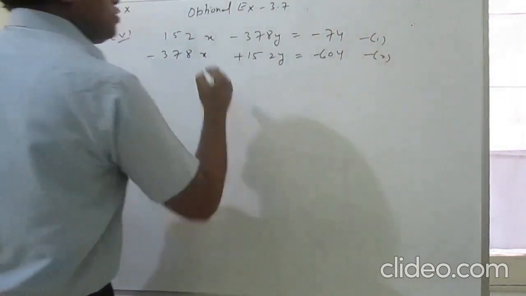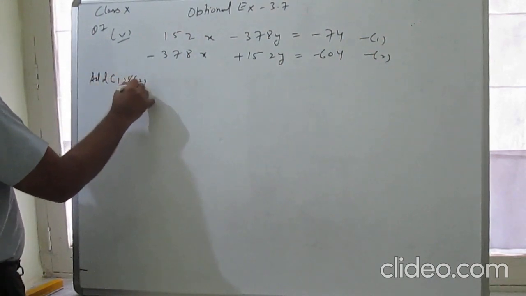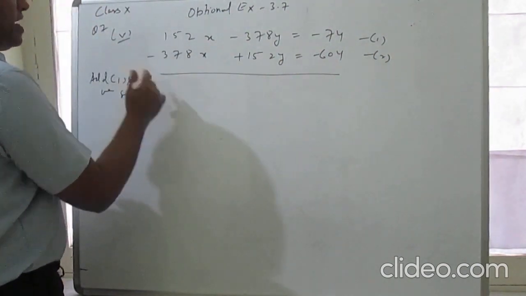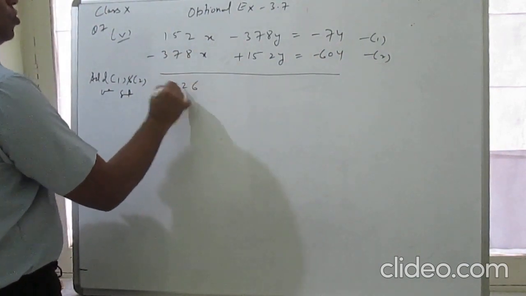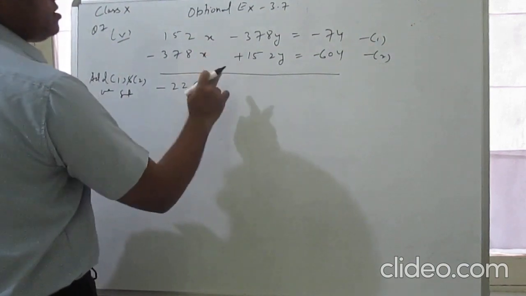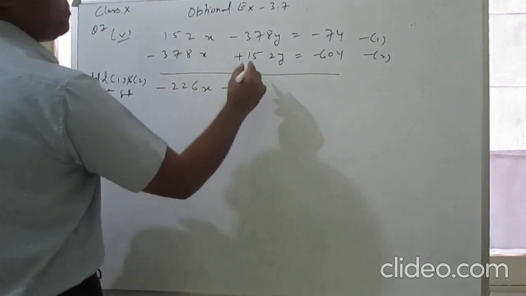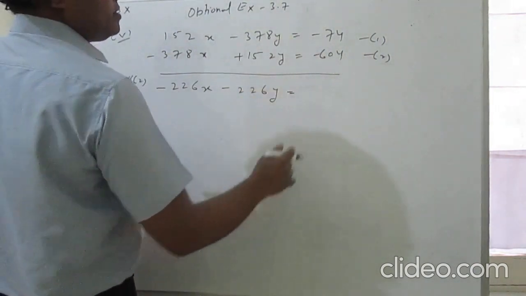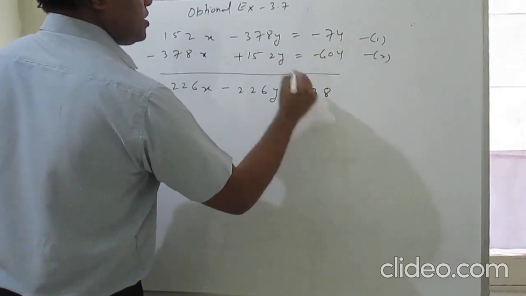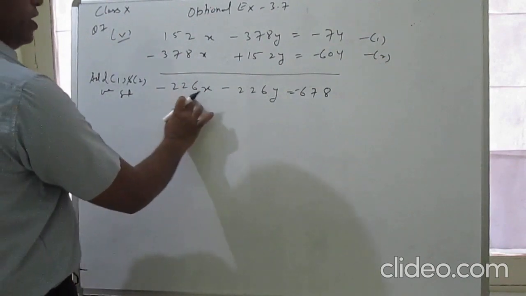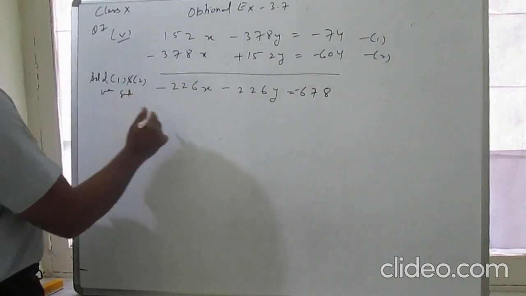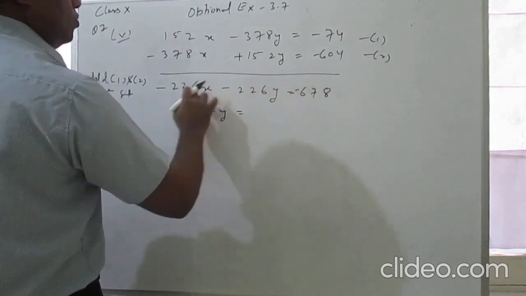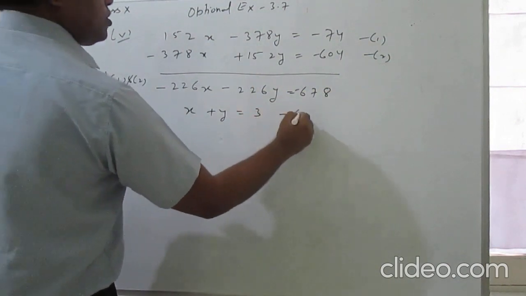Now in this type of questions, what you do, you add the equations first. Add 1 and 2, we get minus 226x minus 226y, sign is minus, and on the right side minus 678. So divide the full equation by minus 226: x plus y, 226 multiplied by 3 gives 678, so x plus y is equal to 3. It is equation third.